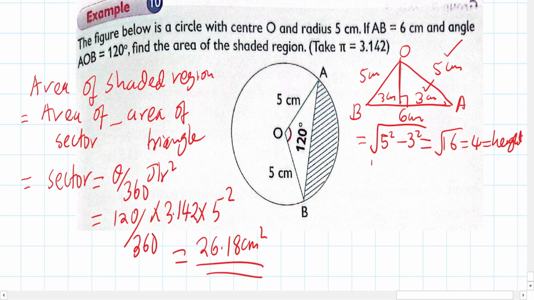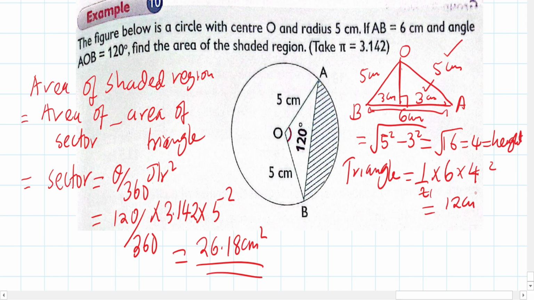Okay, now let's take a half. That's the triangle. A half. Now we're searching for the area of the triangle. Okay, the triangle. So it's going to be half times base, which is 6. The whole of this is your base, times the height, which is 4. And it's going to give you 12 centimeter square.